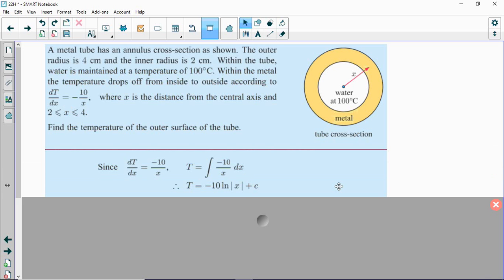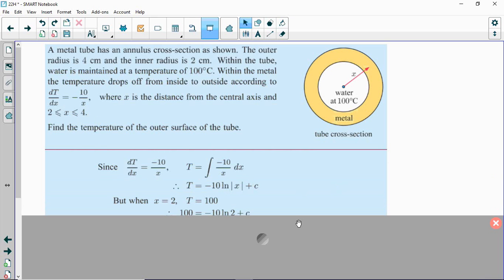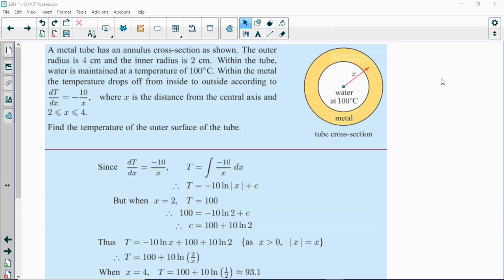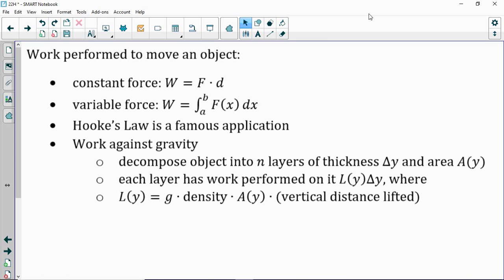We can't just put in x equals 0, because x is only ranging from 2 to 4, and at one of those values, specifically 2, we know exactly what the temperature should be, because 2 is the radius of the inner circle, and everything inside that circle has a constant temperature of 100 degrees Celsius. So when x is 2, the temperature is 100, and that gets us a value for C. And then we can substitute in x equals 4 to work out what the temperature is of the outer surface of the tube. So I'm going to end there.